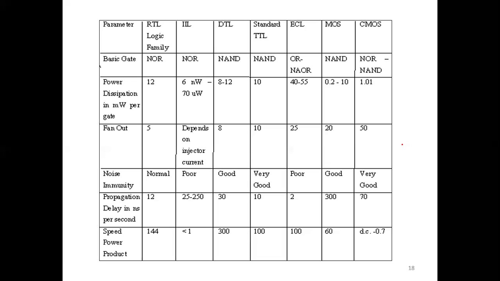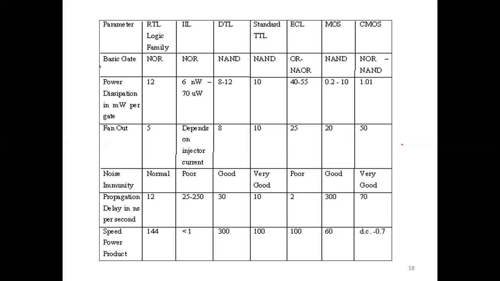Okay. Next concept DTL. DTL means diode transistor logic. The basic gate will be NAND. Power dissipation in milliwatt per gate is 8 to 12. Fan out will be 8. Noise immunity is good. Propagation delay in nanoseconds will be 30. Speed power product will be 300. Standard TTL is another logic, that is NAND, with 10, 10 and 100, and noise immunity is very good, that means very high.